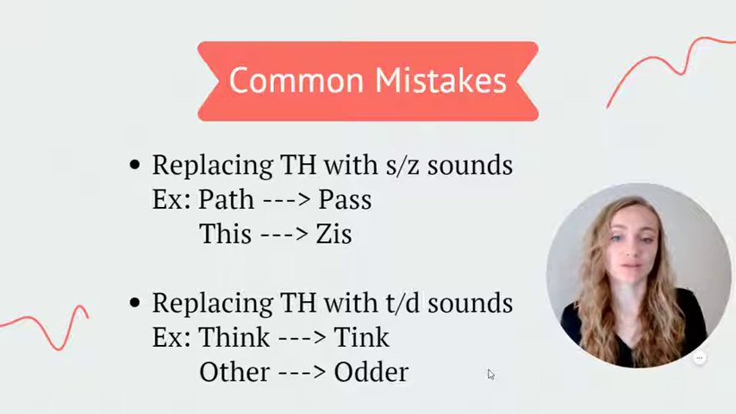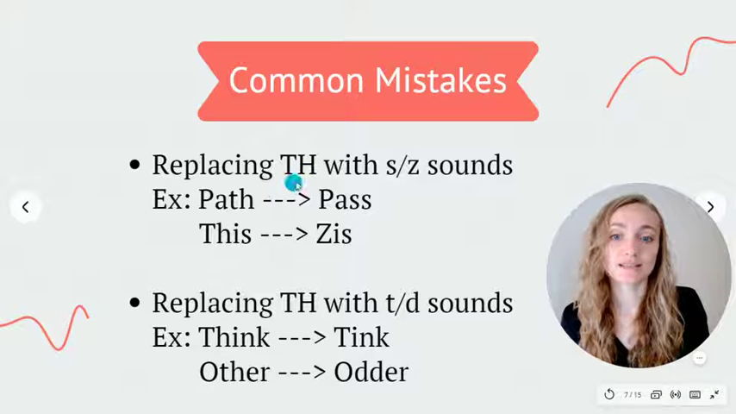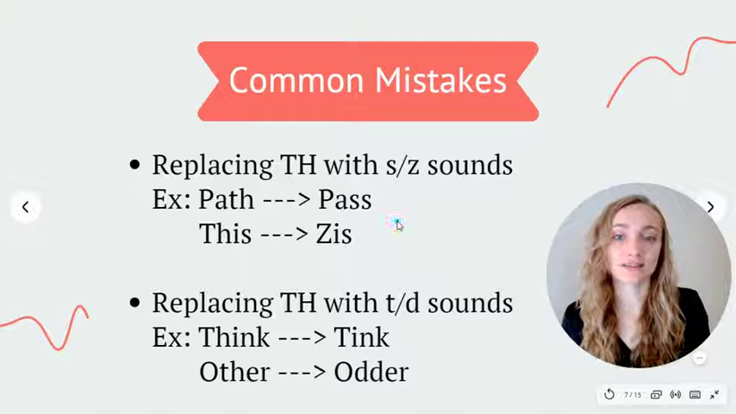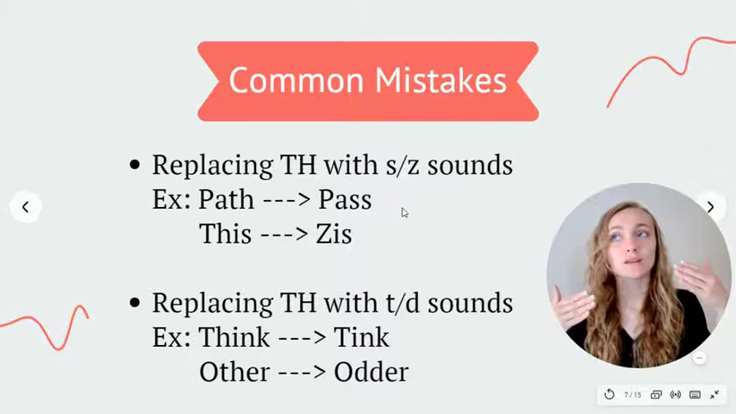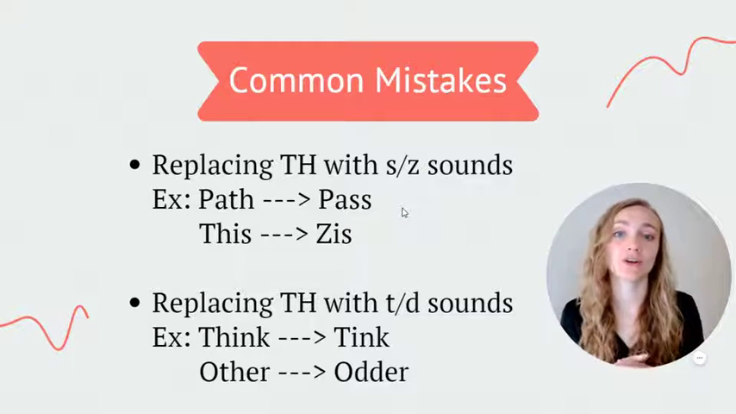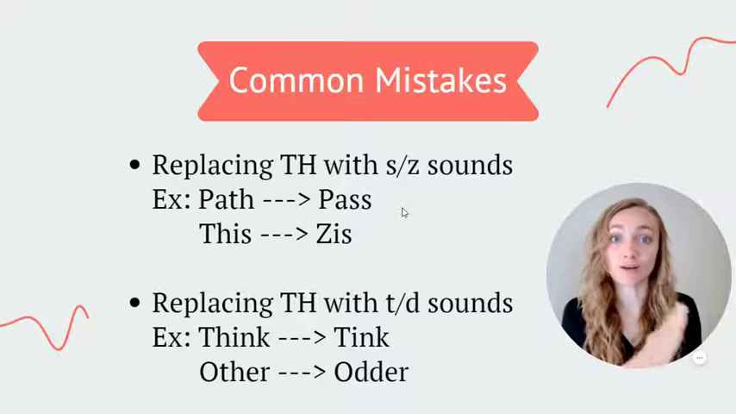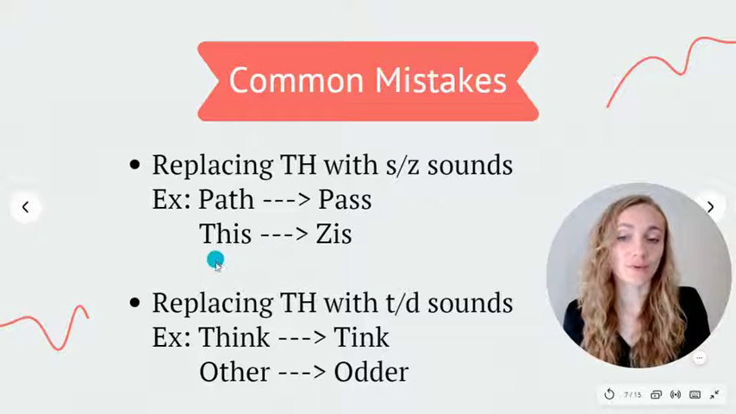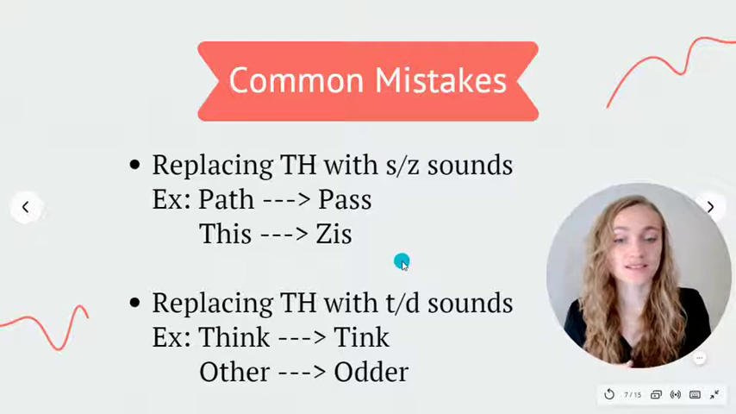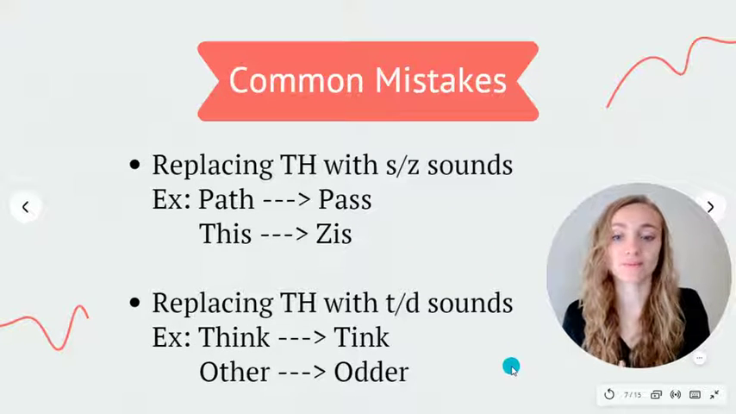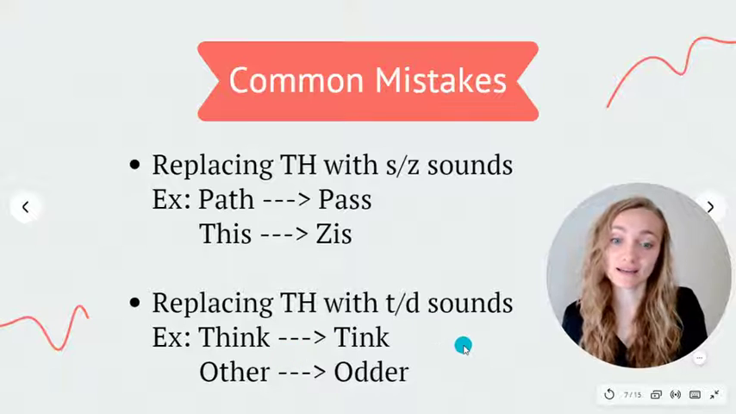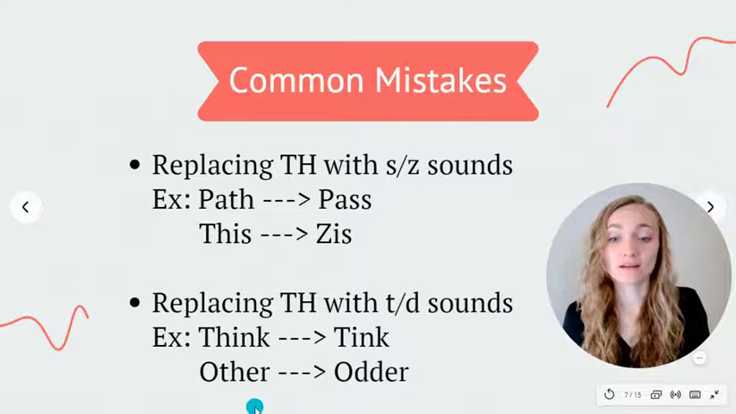So here's some other examples of what this would look like. For example, if I want to replace this TH in the word path with an S, it would sound like pass instead of path. And this is showing that there are minimal pairs or pairs of words where it is important to make sure we are pronouncing it correctly, because there's another word with the S or Z that does exist. If we replace it with a Z, for example, a word like this might sound like zis. Zis, a very typical thing I hear from native Arabic speakers. Next, if you replace the TH with T or D sounds, like I said before, think could turn into something like tink with a T, or a word like other could turn into udder, and sound like a D.